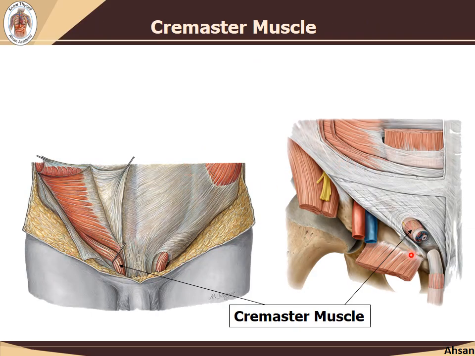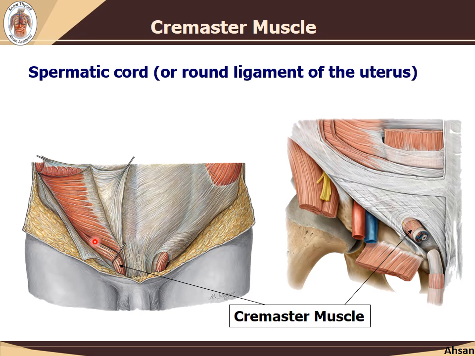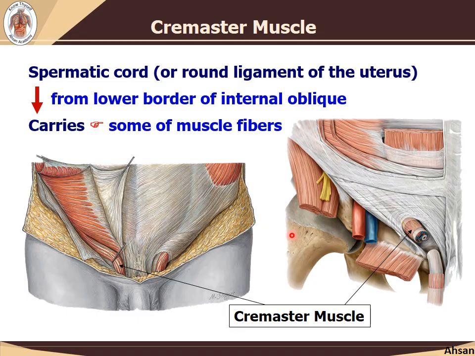We have discussed that while arching over the inguinal ligament, some fibers join the spermatic cord. These muscles are called the cremasteric muscles. This runs with the spermatic cord in the male and the round ligament of the uterus in the female. So these cremasteric muscles are continuous with the spermatic cord, and they are nothing but some fibers originating from the internal oblique muscle.